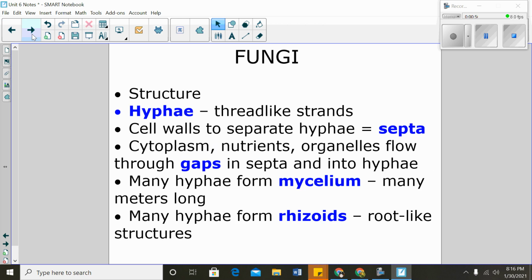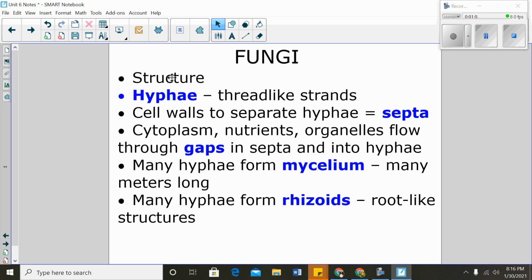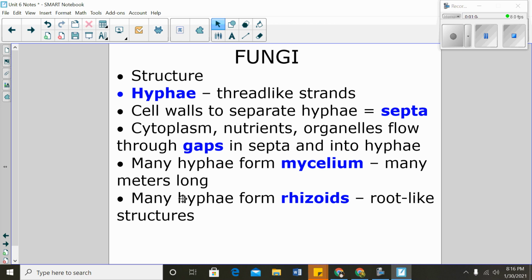And I just want to introduce you to a little bit more detail in terms of the structure. So a lot of strange words here, but I'll show you a picture on the next slide. This is again just to introduce you to this kingdom. So they have these thread-like strands called hyphae, and there are cell walls to separate the hyphae called septa. Fungi also have cytoplasm, nutrients, and organelles that flow through gaps in the septa and into the hyphae.